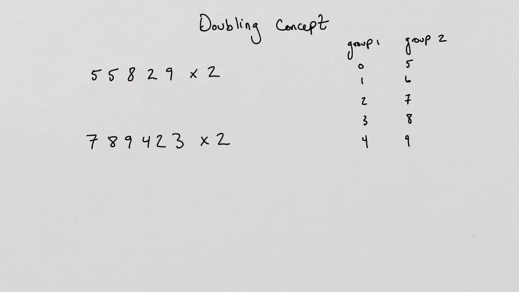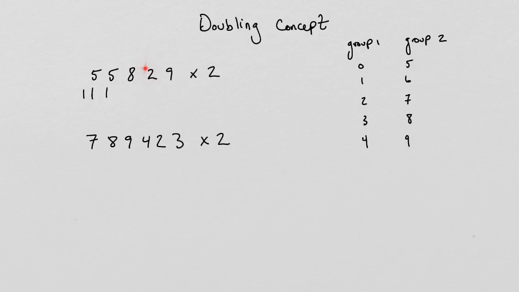Starting at the left, going right. Well, we know 5 times 2 is 10. We look over the next digit. We see that's a group 2. So we write 11. 5 times 2 is 10 again. We look over the next digit. We see that that's a group 2. So we need to carry 1 over. So instead of writing 0, we write a 1.